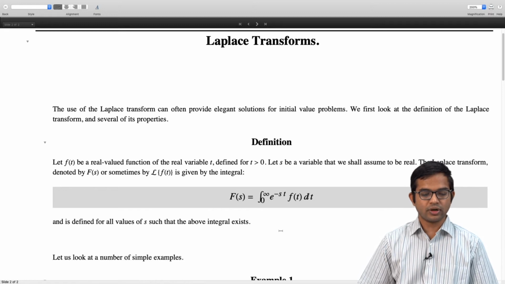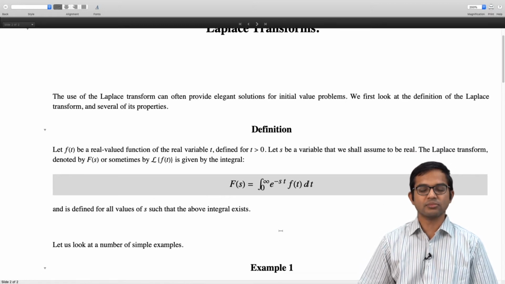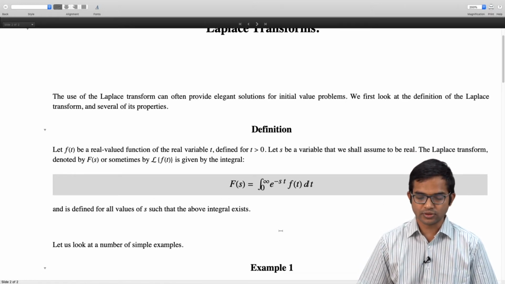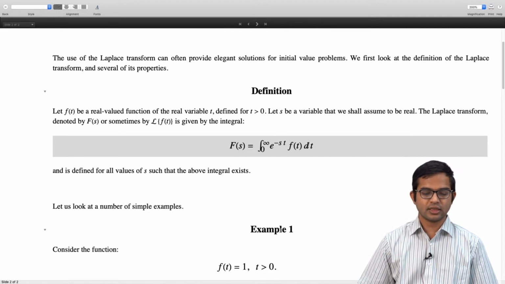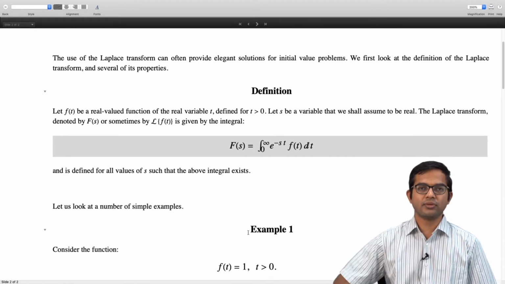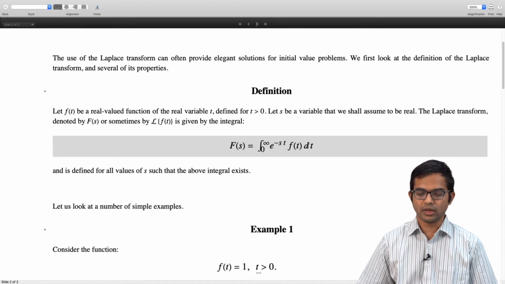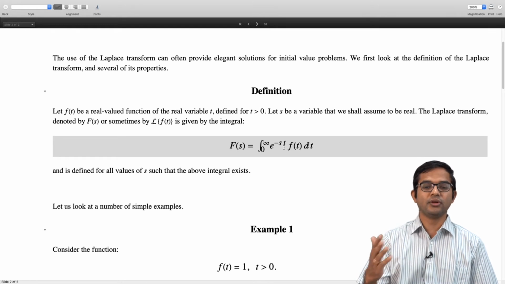Okay, so let's look at a number of simple examples, right? That's our philosophy: to define a concept, look at a number of examples and try to apply. Okay, so let's consider this very simple function. You may have a function like f of t equal to 1. It's profitable to think of this f of t as a driving function, right?